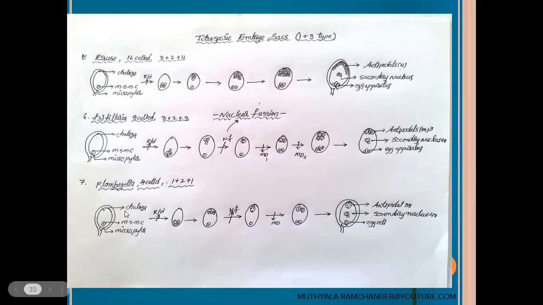Another one, 1+3 type of embryo sac is Plumbagella. Plumbagella type contains 1+2+1 type only. See, the Plumbagella species of angiosperms contains only one megaspore mother cell from the nucellus. It participates in the reduction division to form 4 haploid megaspores. From these 4 haploid megaspores, 3 megaspores are present at the chalazal region and 1 megaspore is present at the micropylar region.